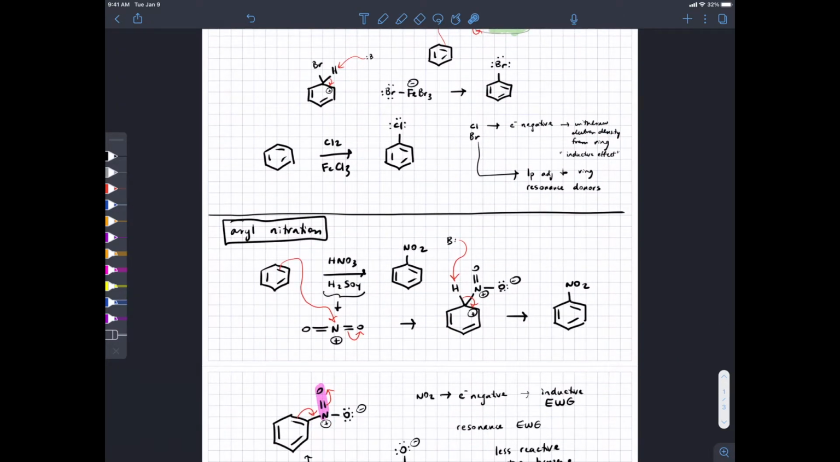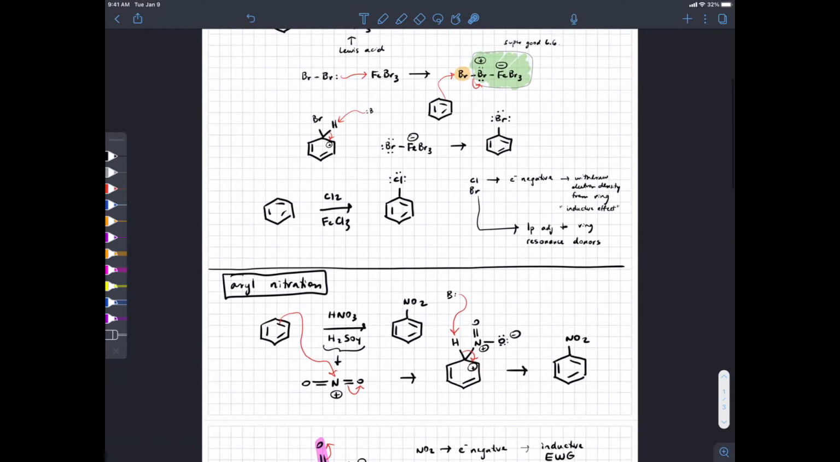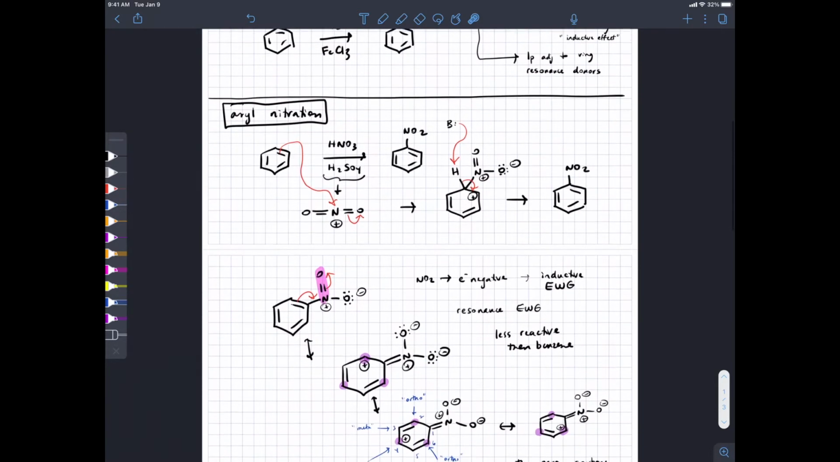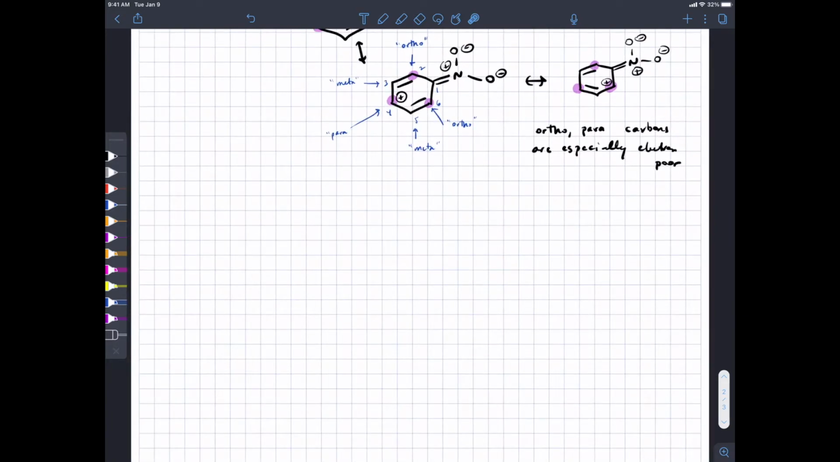Others? Fortunately, among the groups we will consider, it's only the halogens where the inductive effect offsets the resonance effect. Everything else sort of fits into a simpler category. Okay.